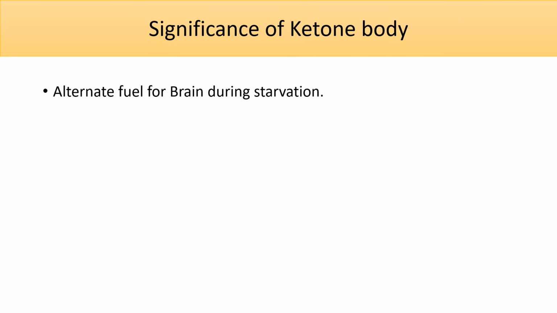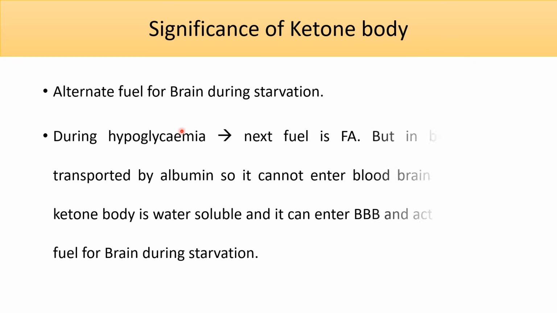So what is the significance of ketogenesis and ketolysis? I told you, during starvation, for all the extrahepatic tissues, the major alternate source of energy is ketone bodies, especially for the brain. During starvation, that is during hypoglycemia, there will be increased lipolysis. So free fatty acids will be released in excess, but free fatty acids cannot pass through the blood-brain barrier. So the free fatty acids are going to reach the liver.